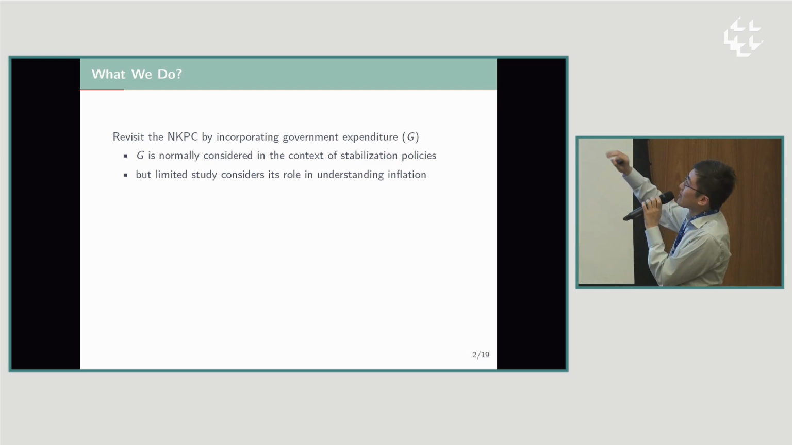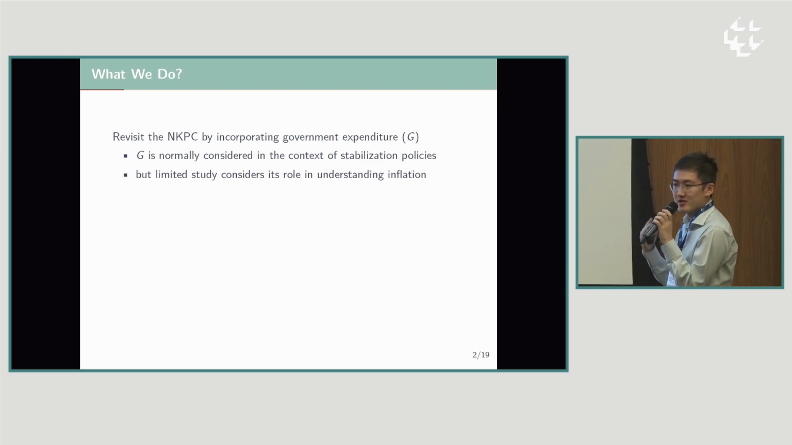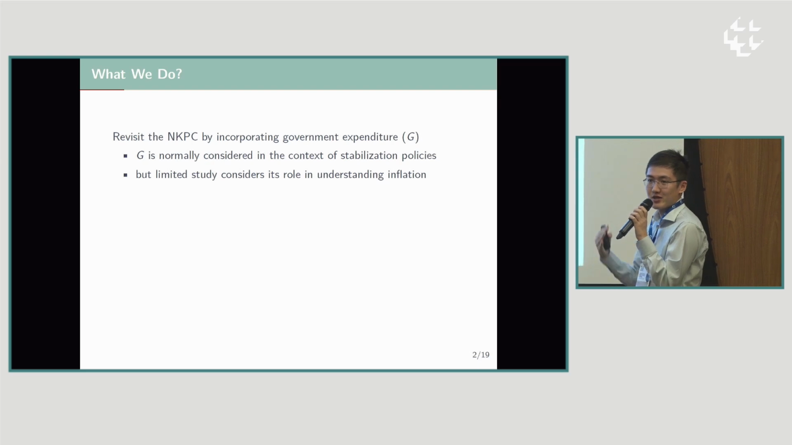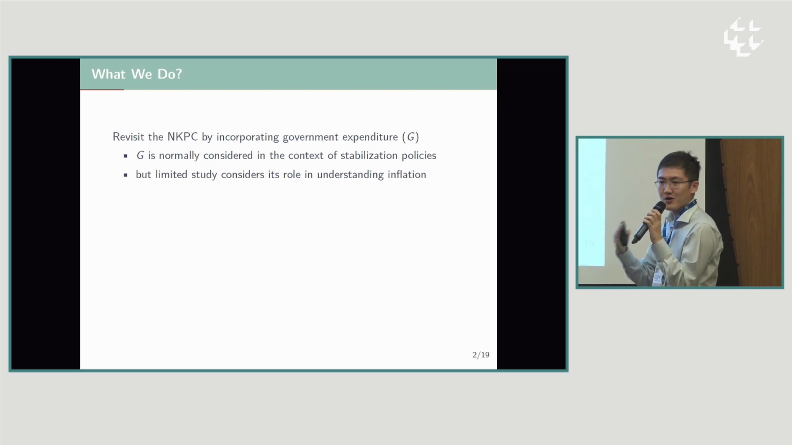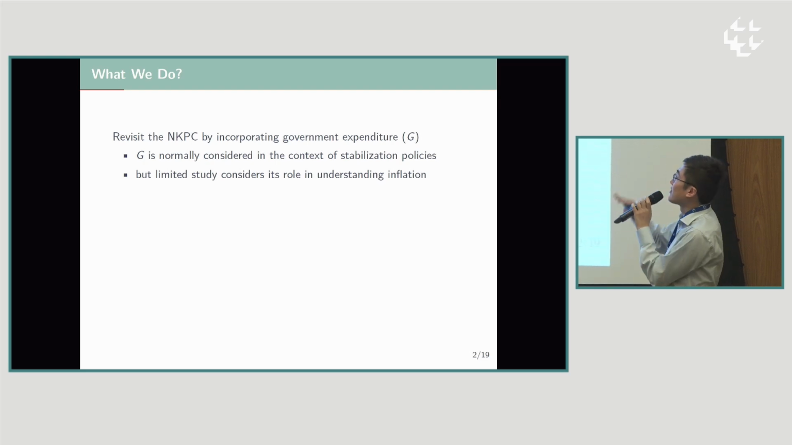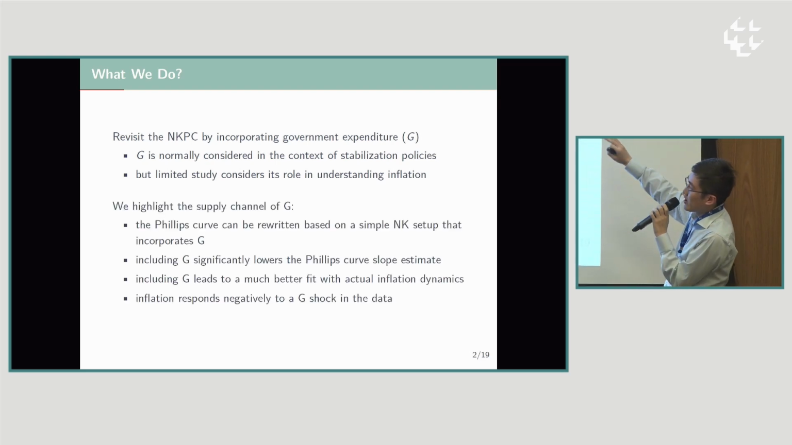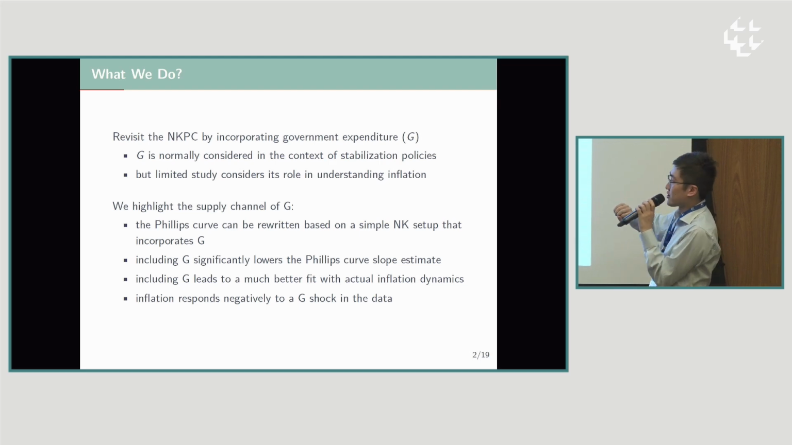We revisit the inflation Phillips curve by incorporating government expenditure. Government expenditure is normally considered in the context of stabilization policy. So we know that when you have monetary policy constrained at the lower bound, many papers argue that fiscal policy should kick in and stimulate the economy from a stabilization perspective. But there are very limited studies that really consider its role in understanding inflation dynamics. So in this paper, we highlight the supply channel of government expenditure.